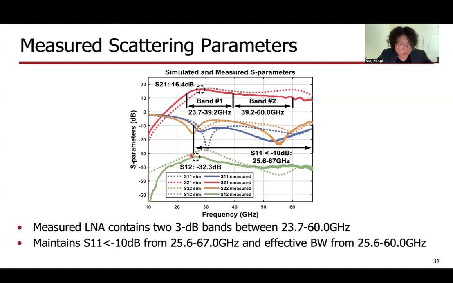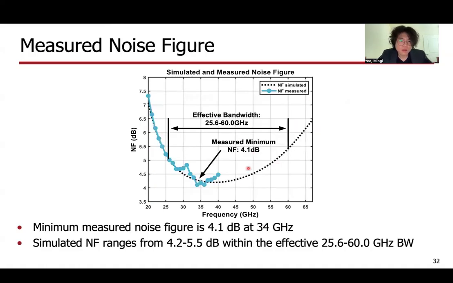Finally, the S12, the reverse isolation, remained below negative 32.3 dB across the full measured spectrum. The noise figure of our LNA has been measured with a Rohde & Schwarz FSB40 spectrum analyzer and a Pasternack noise source. By using the Y factor method, we were able to obtain a minimum measured noise figure of 4.1 dB within our bandwidth.